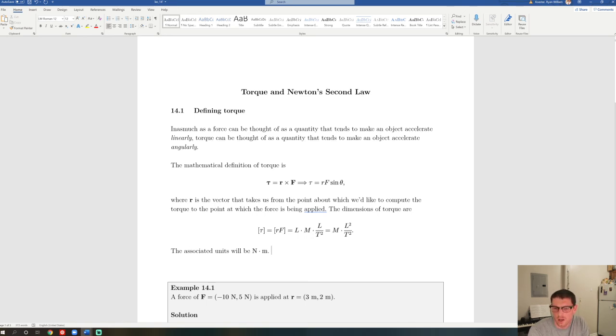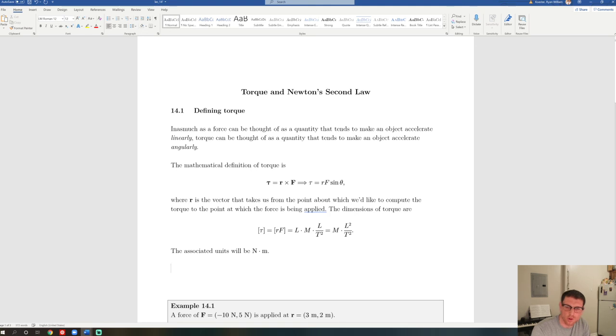So I wanted to say just a few more things with this definition in mind. I'm going to say that note that forces cause torques.